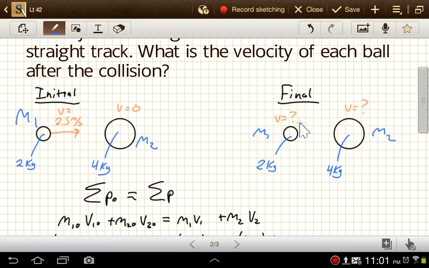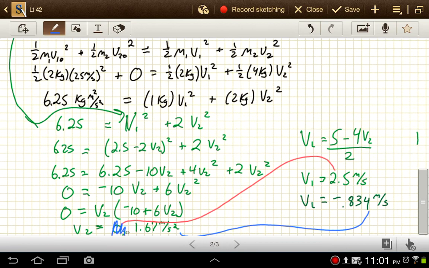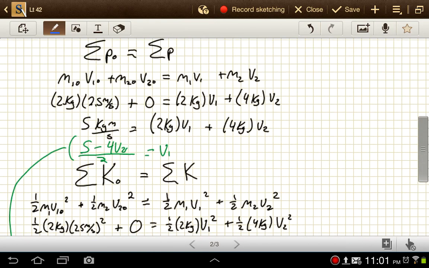But in the final case, that can't be the one that happened because these two collided. If this one is still moving to the right after they've collided, then it would have had to pass right through mass 2. And we know that that can't happen, so we can eliminate this as an answer. And we know that our final answer is that v2 is going to be 1.67 meters per second. Meters per second, not meters per second squared. And v1 is going to be negative 0.834 meters per second. So this one is going to be moving over this way at 1.67.